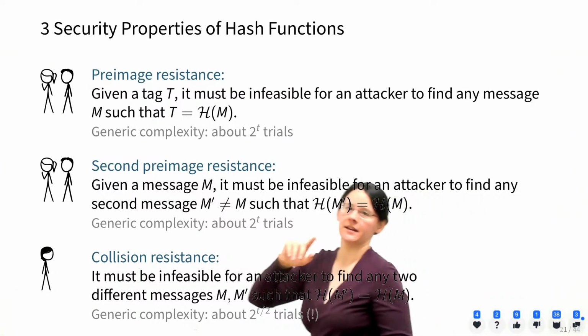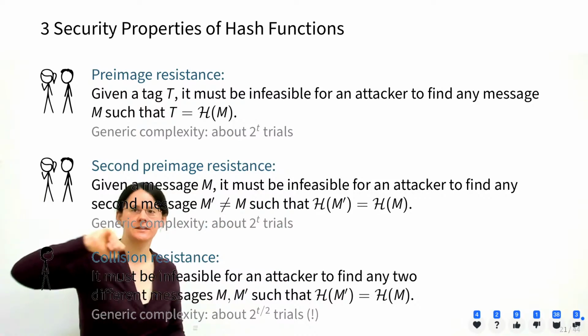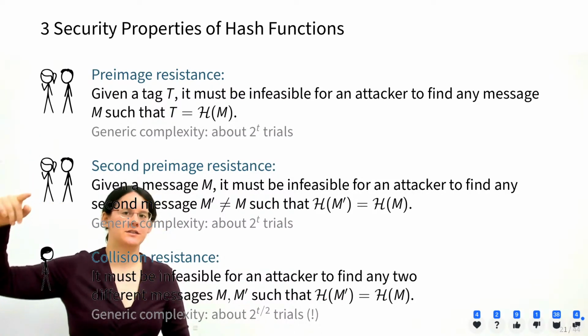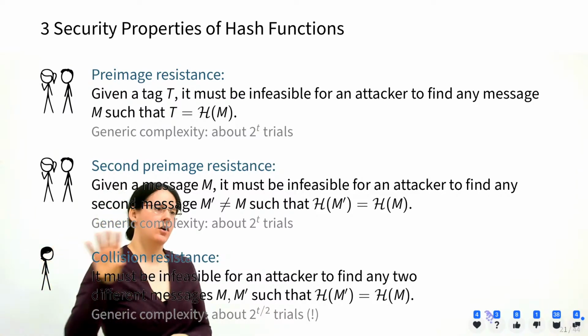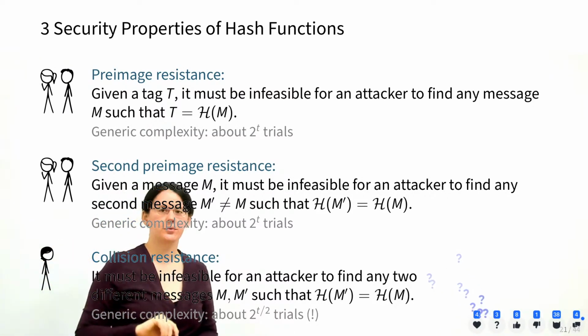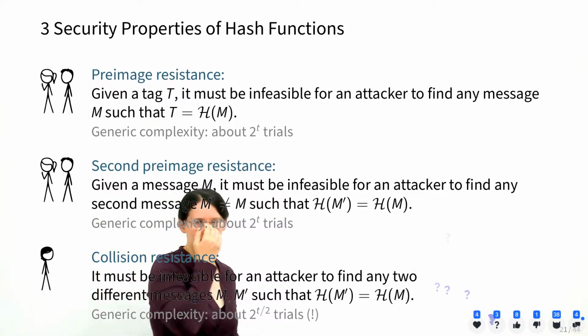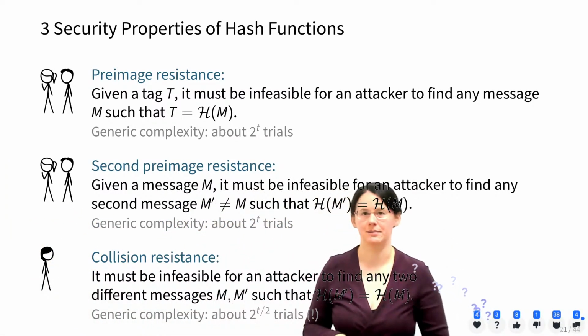Now notice that these two security properties are both properties that protect against a malicious person on the channel or on the receiving end. So either Bob or Eve would be interested in finding such a second pre-image or pre-image.